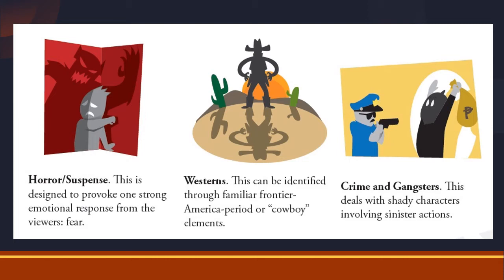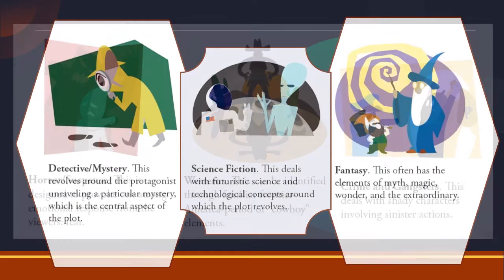Next one is the westerns. This can be identified through familiar frontier, America period, or cowboy elements. So yung mga nakabihis ng cowboy, those are westerns. Okay? Crime and gangsters. This deals with shady characters involving sinister actions. So pag ito yung mga characters ay mysterious types, mga gangsters, or those stories or films that involves crime, dito papatak yon story na yon.